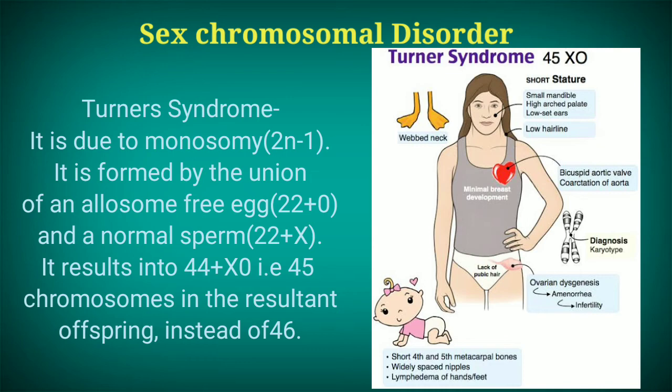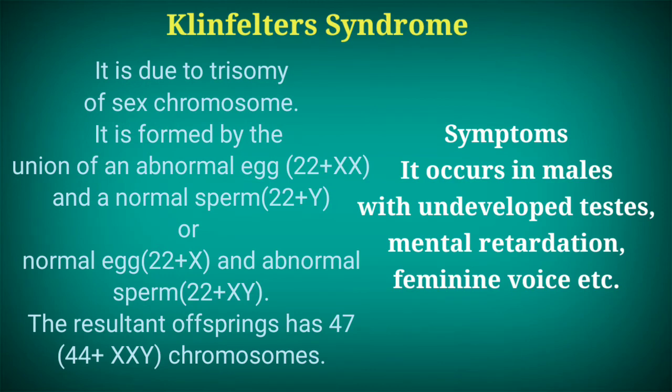Then comes Klinefelter's syndrome. One more type of sex chromosomal abnormality disorder is Klinefelter syndrome. Klinefelter syndrome is due to trisomy of the sex chromosome. That is, in the sex chromosomal pair, a chromosome will be present in extra because of the non-disjunction of the chromosomes during the process of cell division, that is meiosis.